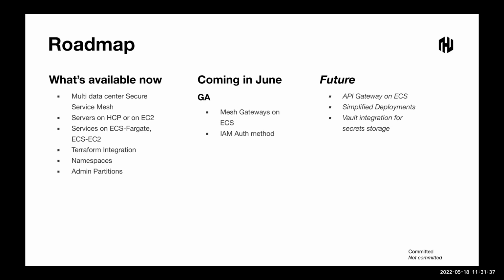All right, coming to the roadmap itself. So what has it been for Consul on ECS as a journey? Last November, we GA'd with a single data center secure service mesh. And since then, we added support for multi-data center secure service mesh, and also supporting servers on HCP. HCP is our HashiCorp Cloud Platform, where we host the Consul servers on AWS, or there is an option for running the servers on AWS EC2 VMs. Those are the two choices.